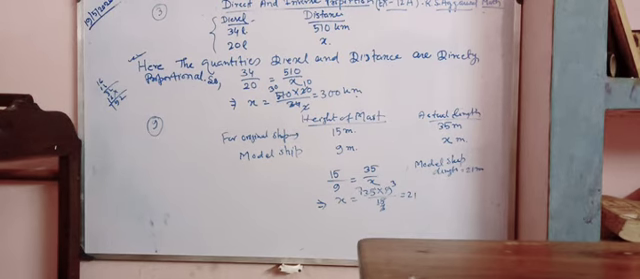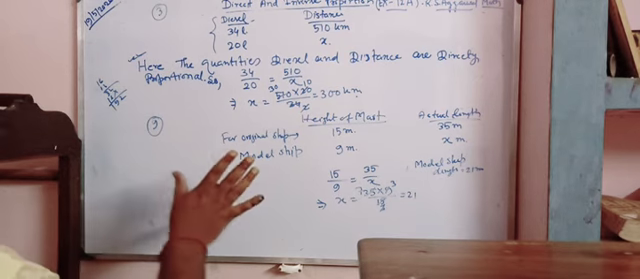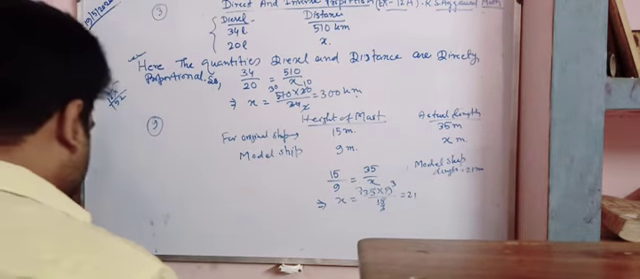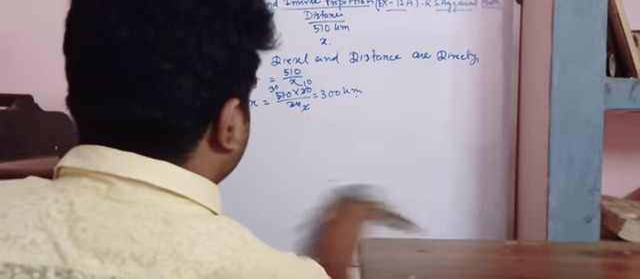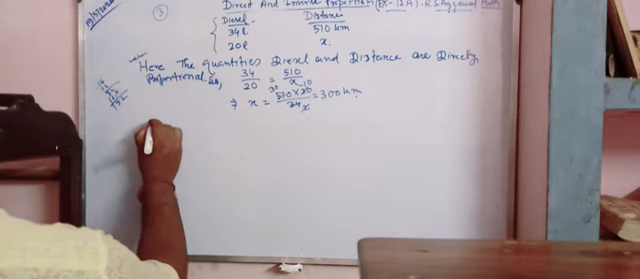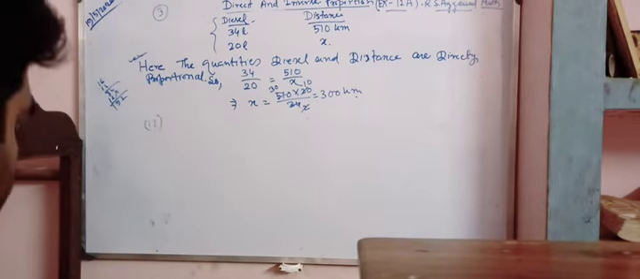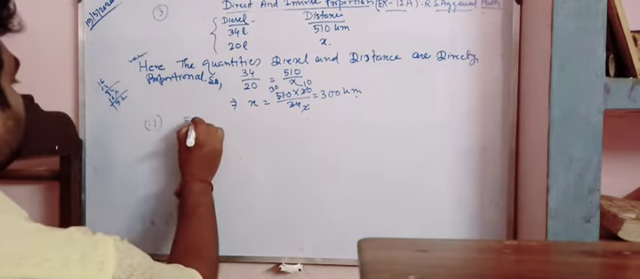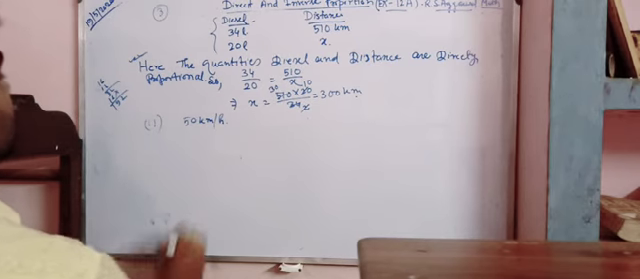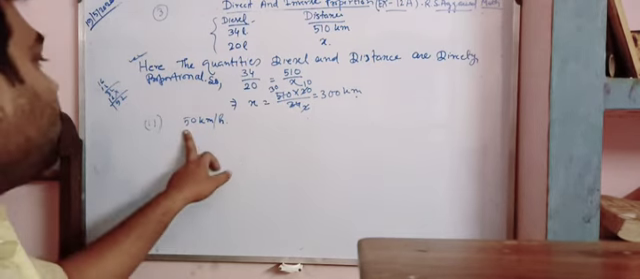Question number 11. A car is traveling at an average speed of 50 km per hour. How much distance will it travel in 1 hour 12 minutes? So I am making only a chart for that. It is given that the speed is 50 km per hour. 50 km per hour means in 60 minutes he covers 50 km.